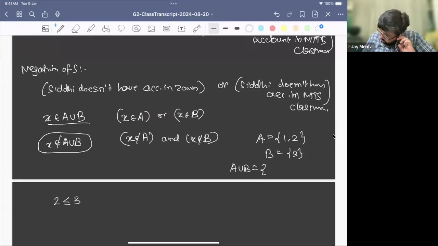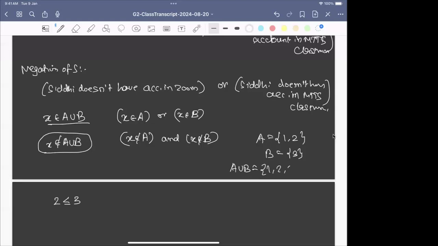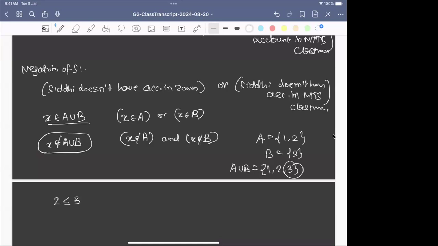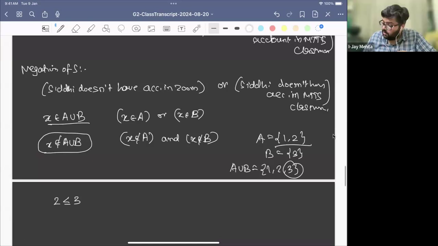Pradnya, what is A union B? 1 2 3. 1 2 3. 3 आया ना यूनियन में? हाँ, यस. So can I say that A में तो नहीं है? X is not in A, so 3 is not in A.